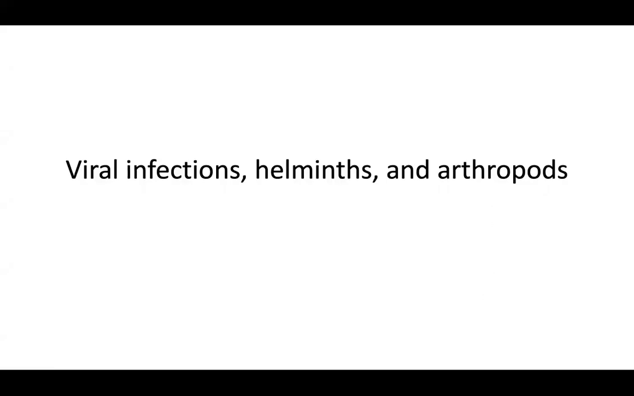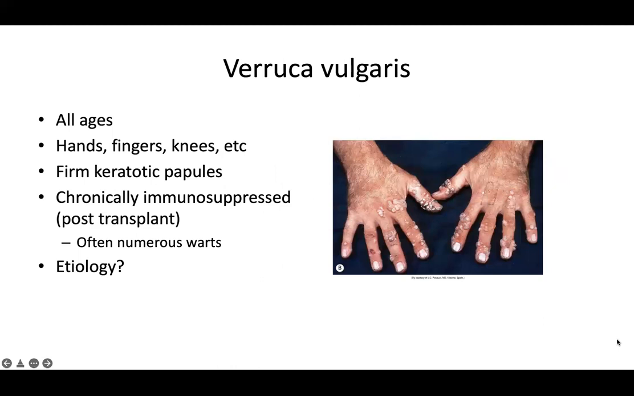In this lecture, I will cover viral infections, helminths, and arthropods. So starting out with Verruca vulgaris, obviously verruca can occur in all ages on the hands, fingers, knees, etc. These are firm keratotic papules.